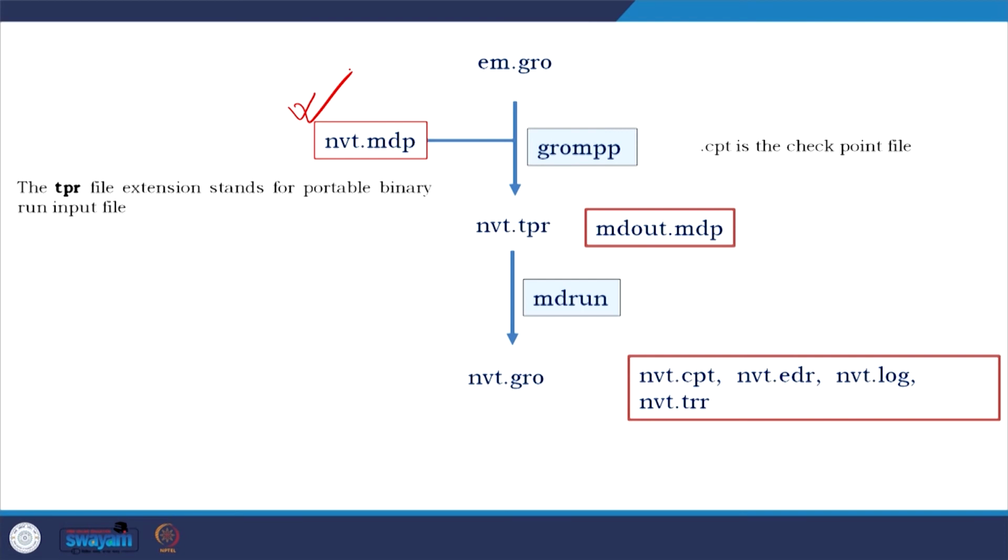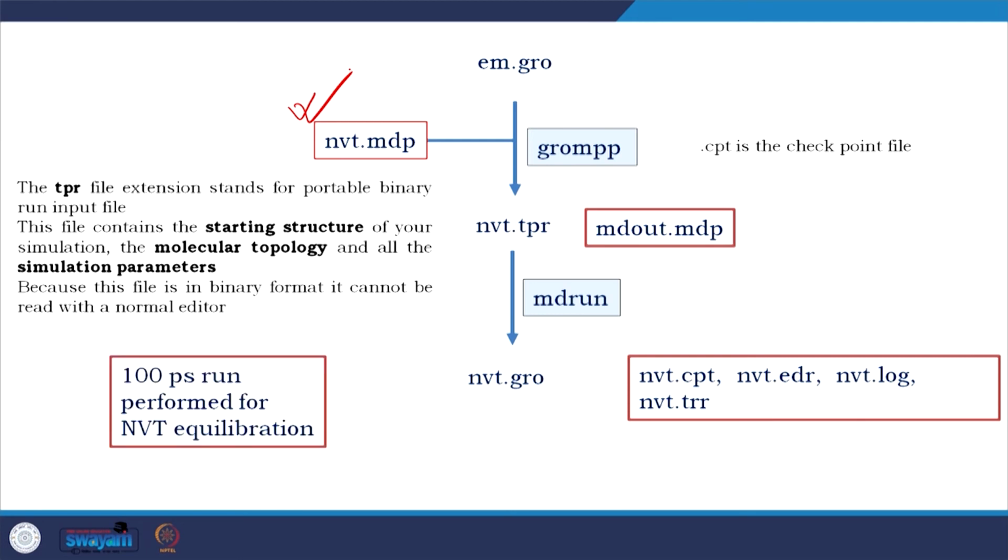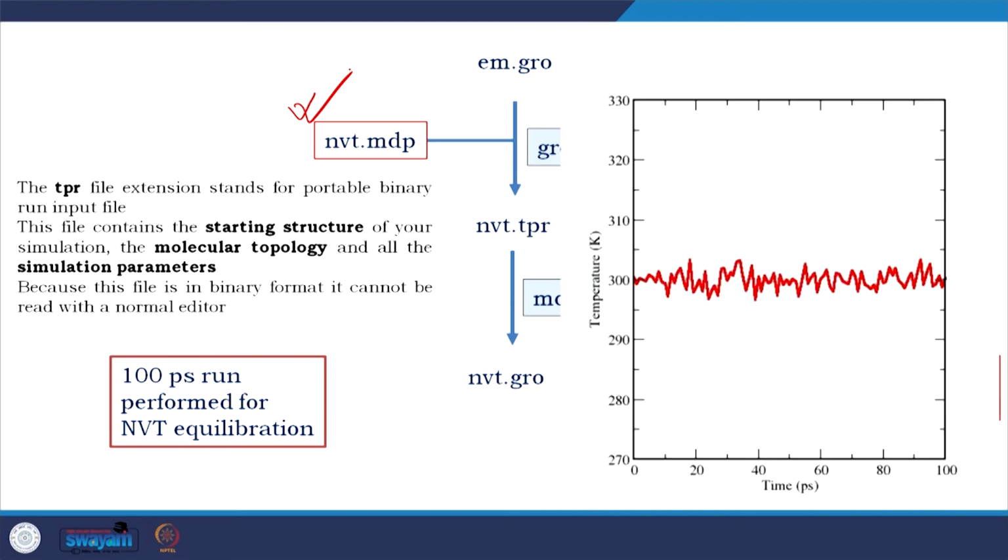Most of the files I have already talked about. The TPR file we also already discussed. It stands for portable binary run input file. It contains the starting structure of the simulation, the molecular topology and all the simulation parameters, and because it is in binary format it cannot be read with normal editors. You have performed a 100 picosecond run for NVT equilibration, as I told, and this is what you get after NVT, showing how equilibrated the system is. This is a plot between temperature and time.